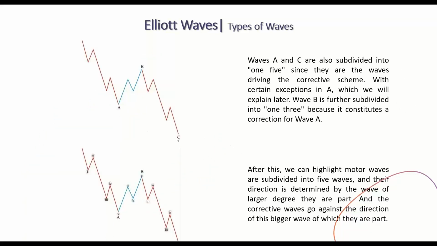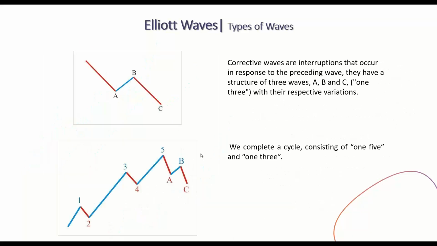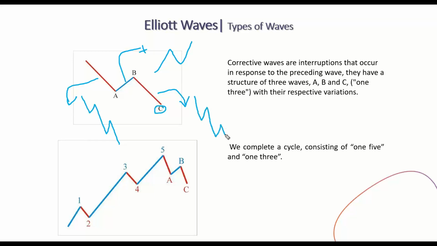And what happens in the corrective phase? A, B, C. Just to let you know, motive waves are labeled using numbers 1, 2, 3, 4, 5, and corrective waves are labeled using letters A, B, C. If we zoom in on wave A, we will see 5 waves, 1, 2, 3, 4, 5. If we zoom in on wave B, we will see 3 waves, 1, 2, 3. And if we zoom in on wave C, we will see again 5 waves.